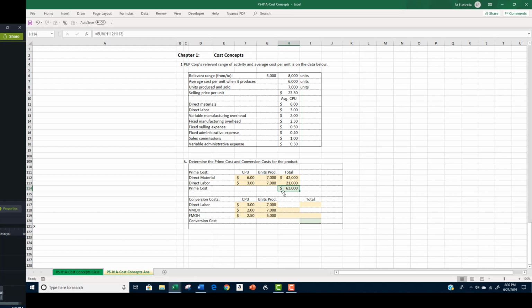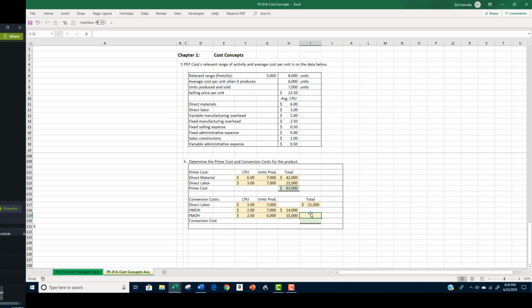Conversion cost is made up of direct labor and manufacturing overhead. It gets its name because these two costs are needed to convert materials into a finished product. For this problem, direct labor is $21,000 as previously calculated, while the manufacturing overhead is the total of variable manufacturing overhead and fixed manufacturing overhead. Variable manufacturing overhead is $2 per unit times 7,000 units produced, or $14,000, while fixed manufacturing overhead is $2.50 per unit times 6,000 units for $15,000.